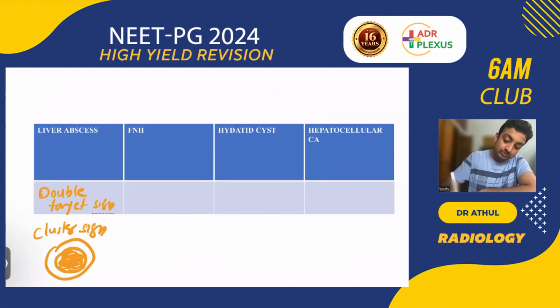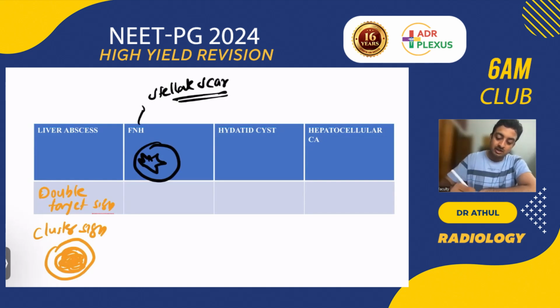FNH, you know, it is a lesion with what? Central stellate scar. FNH is having a stellate scar. It is a lesion with the central stellate scar. So sulfur colloid positive.